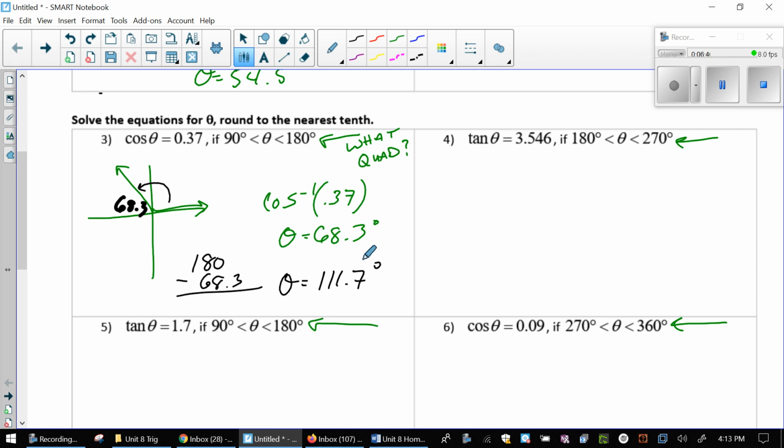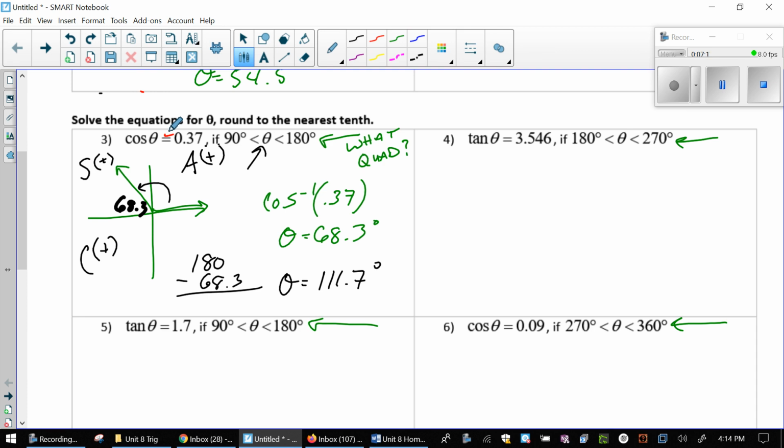So if cosine theta equals 0.37 and theta's between 90 and 180, here we have a problem, because remember from yesterday we discovered this pattern that all trig functions are positive here, sine is positive here, and cosine is positive here. So this actually is not possible. Okay, so we would need to change that to negative 0.37 if we wanted to make this work.